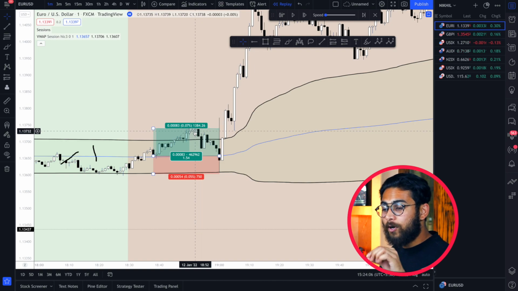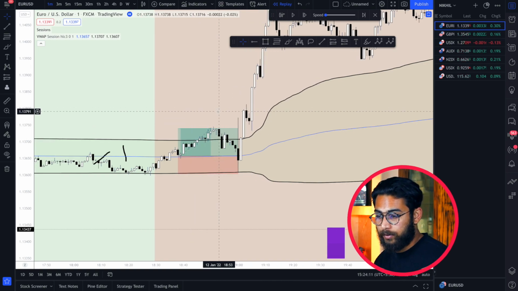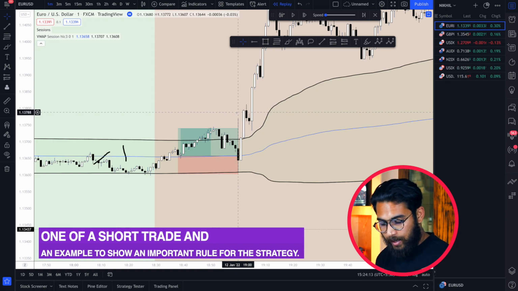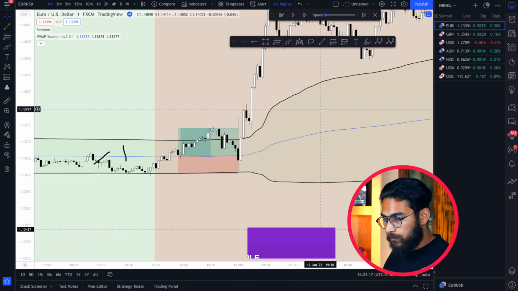Now, this was a long trade example, but I will show you a couple of more examples to understand all the scenarios. One will be for the short trade and the other one will be to explain to you one very important rule of this strategy. So just see this.